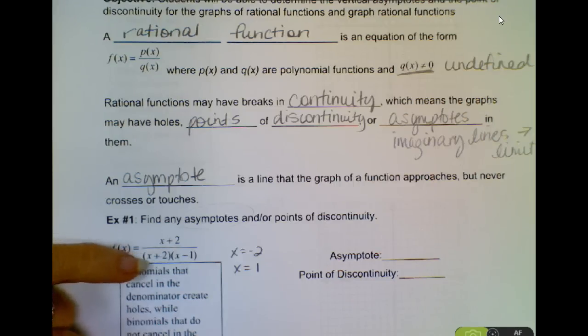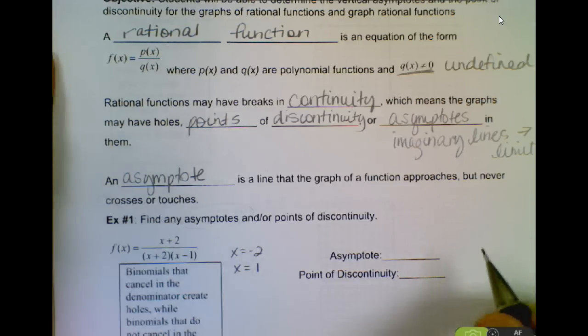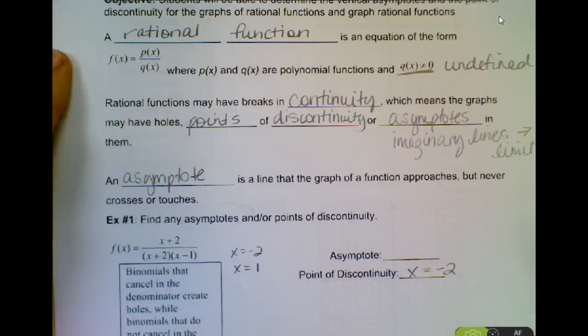So for this, since we have x plus 2 on the top and on the bottom, those in fact cancel each other out. So at x equals -2, we would say that we have a point of discontinuity, which means when we graph our line, it will actually look like this and have a hole and then keep going.